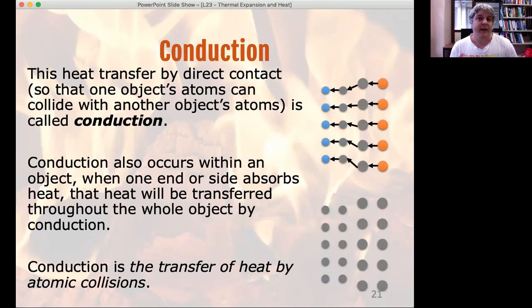That is how an object can be heated in one place and the whole object heats up. If that didn't work, then when you tried to heat up a frying pan, just the very bottom of the frying pan that touches the element would get hot, and none of the rest would get hot. It would only be the very outside bottom layer, and that would not be useful. The fact that the whole frying pan gets heated up is conduction at work. So conduction is the transfer of heat by atomic collision.